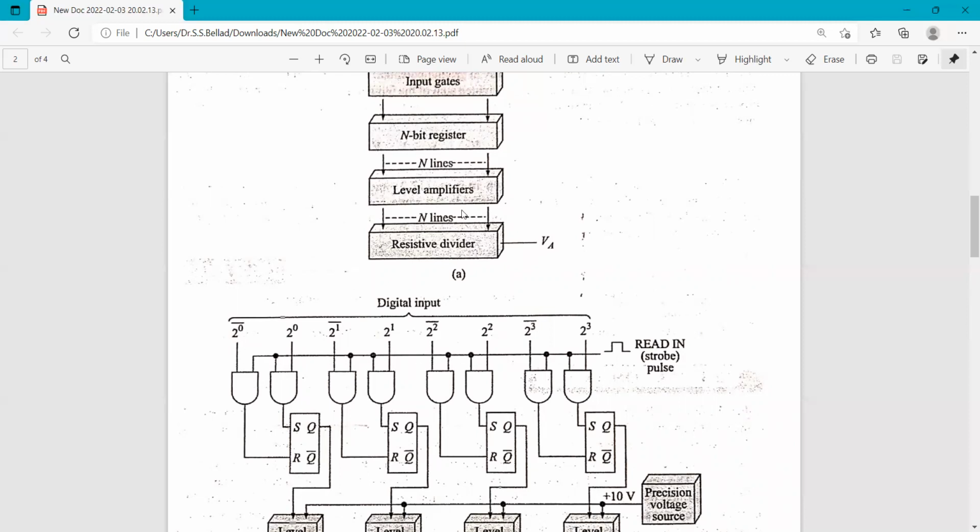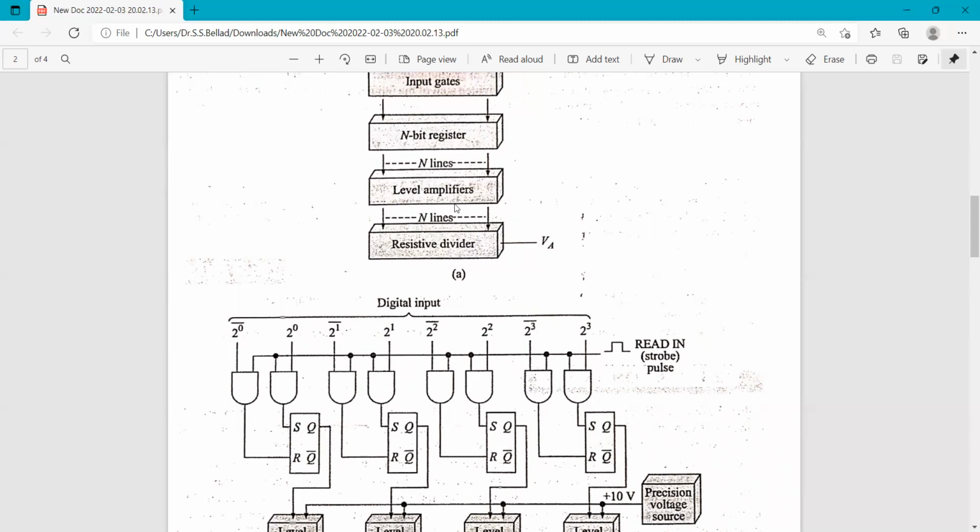So you can see here, this is the input gates and the n-bit register. That means right now it is shown for the 4-bit converter, but there can be n number of bits also. So the n-bit register is there. And next, these n-bit registers are made up of RS flip-flops, because RS flip-flops are simple memory devices and easy to work with. So RS flip-flops can be used here.